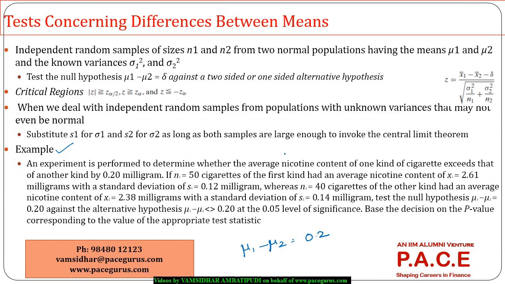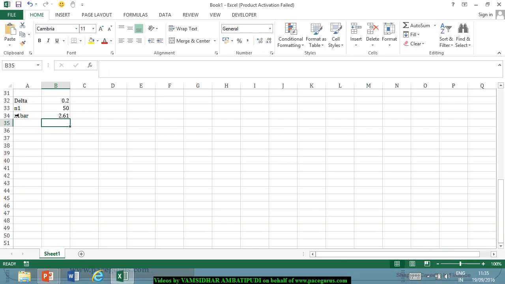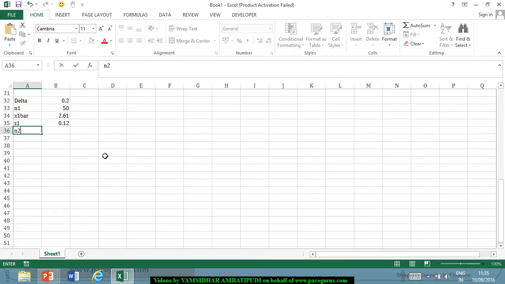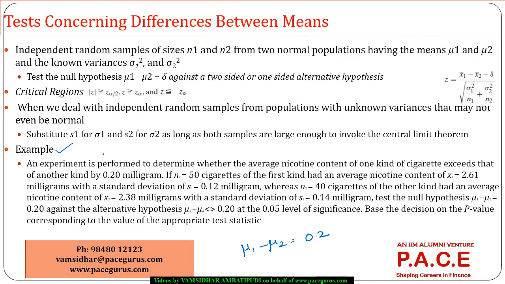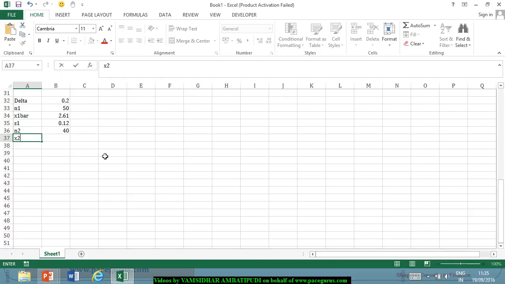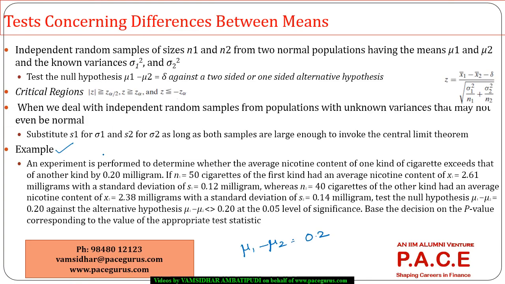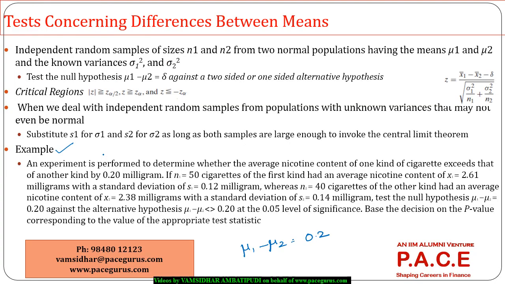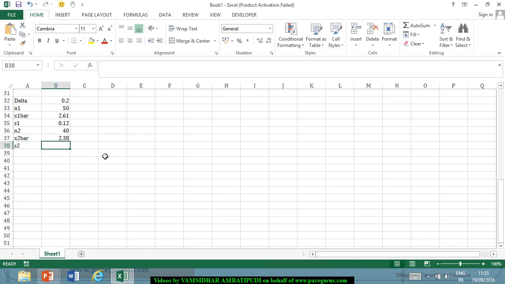And the standard deviation S1 is 0.12 milligram. Whereas N2 equal to 40 cigarettes of the other kind have an average nicotine X2 bar is 2.38 with a standard deviation S2 is 0.14.